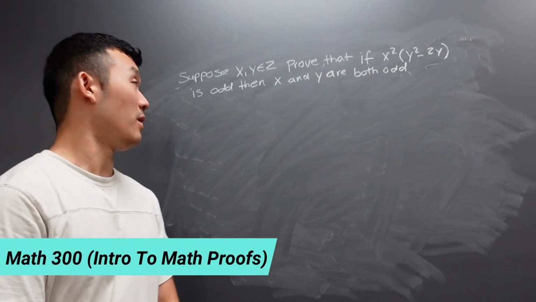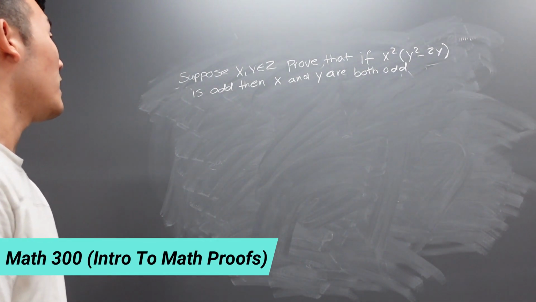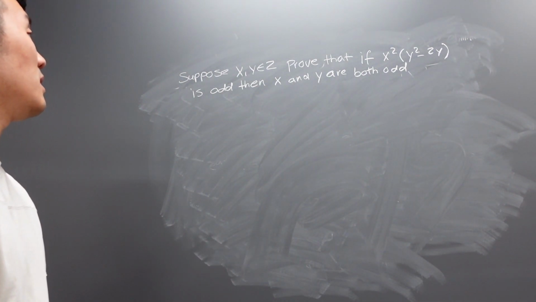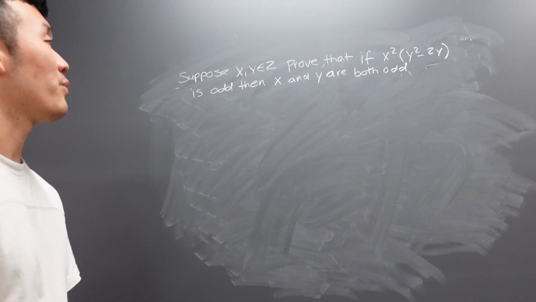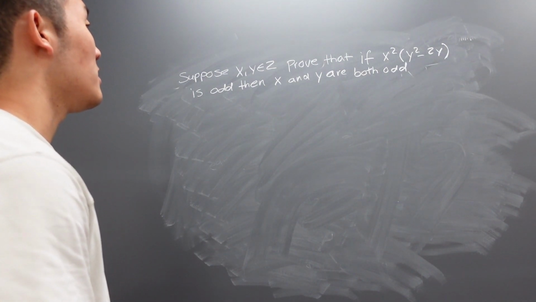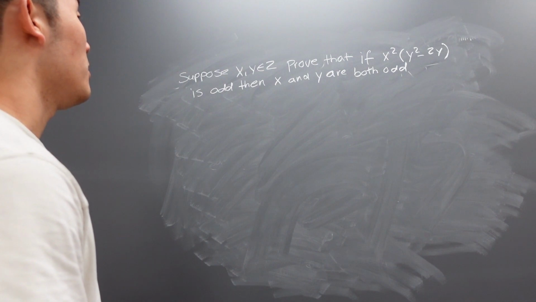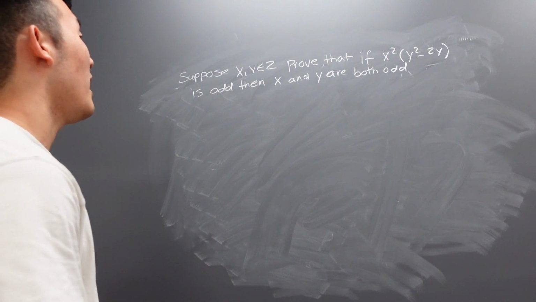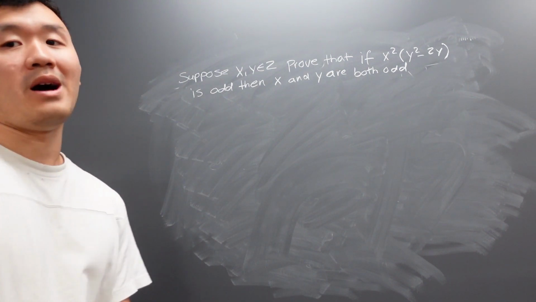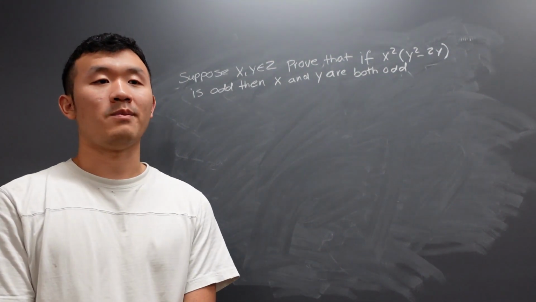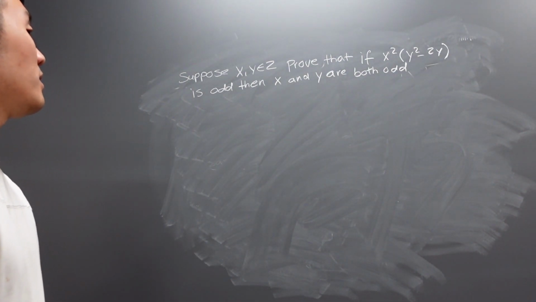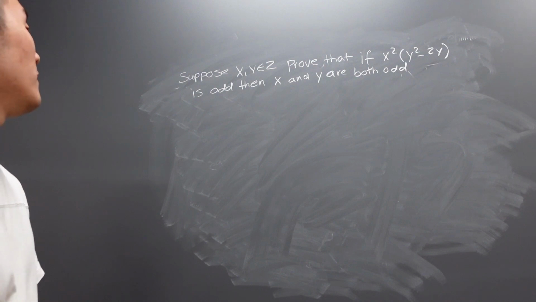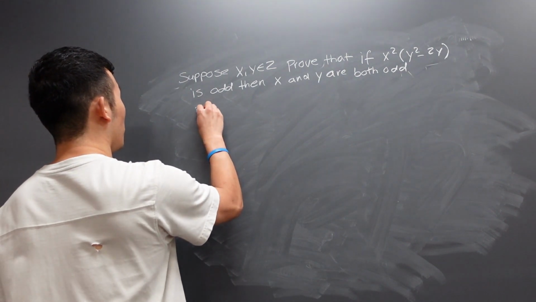Alright, so in this next problem here, let's suppose x and y be an element in the integers, and we need to prove that if x squared times y squared minus 2y is odd, then x and y are both odd. I remember this method, and we use the method by contrapositive. Write out the proof here.